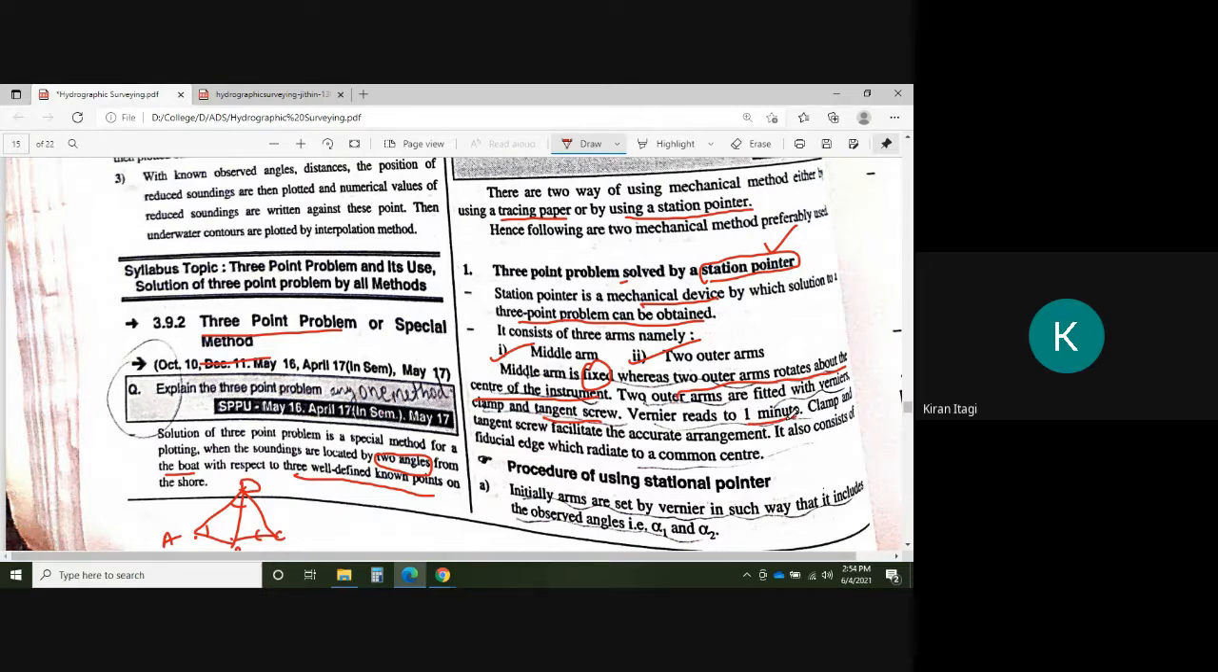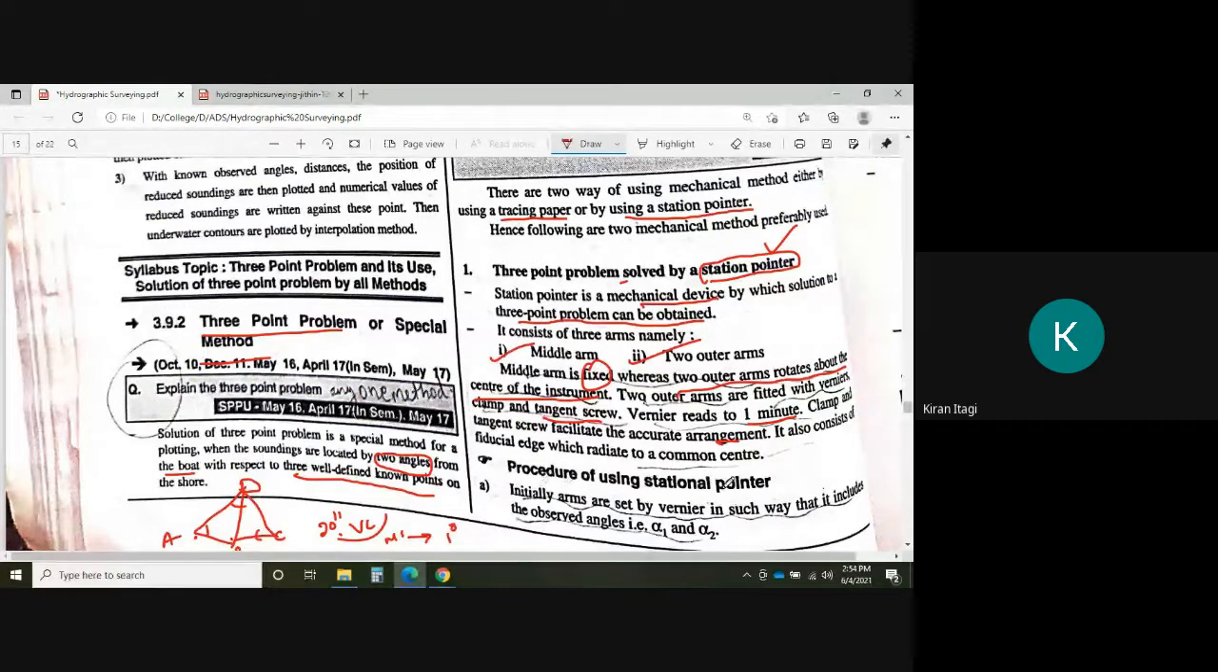In the theodolite also you have two types of scale, one main scale and another one the vernier scale. The least count of the main scale was 1 degree and of the vernier scale was 20 seconds. Similarly here, the vernier scale reads up to 1 minute. Clamps and tangent screws facilitate accurate arrangement. Just now I said it also consists of the fiducial edge radiating to a common center.